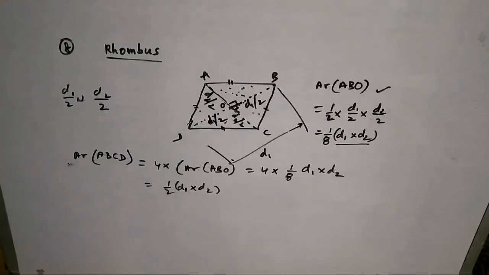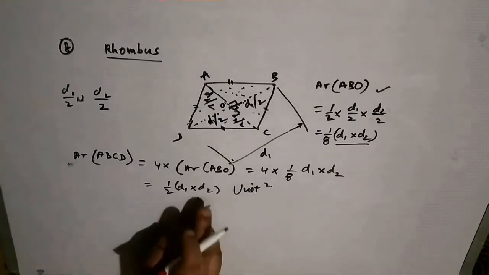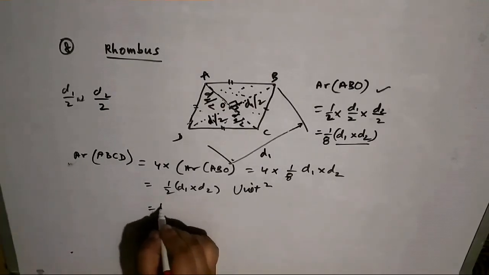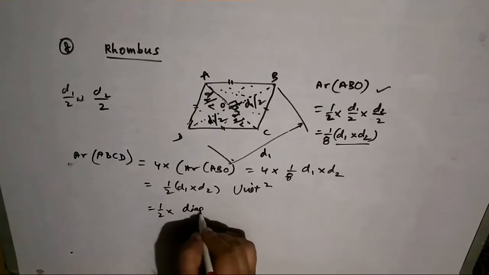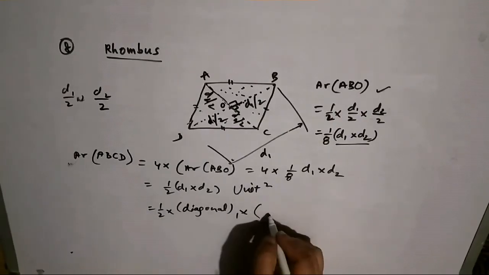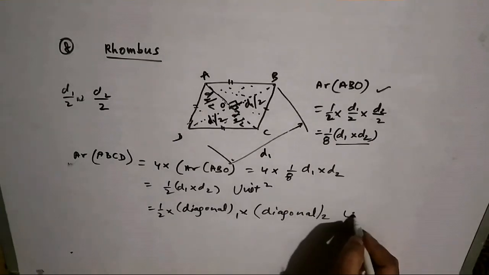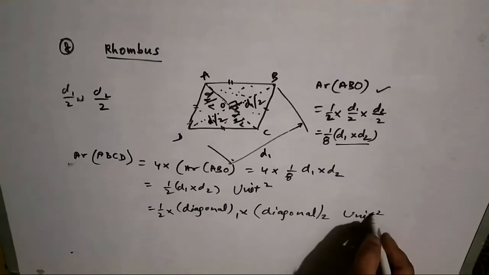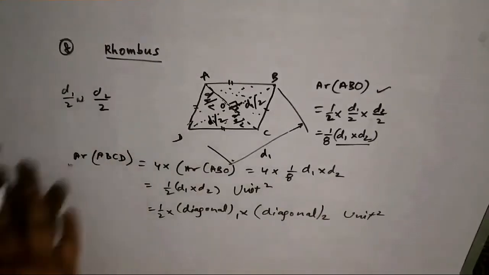So you can say the area of a rhombus, of course the unit would be unit square, would be 1 by 2 D1 D2. So D1 is the length of the first diagonal, diagonal 1, and that is diagonal 2. Okay, and that is unit square. So that is also very simple. We applied the same logic we had applied in our previous examples.